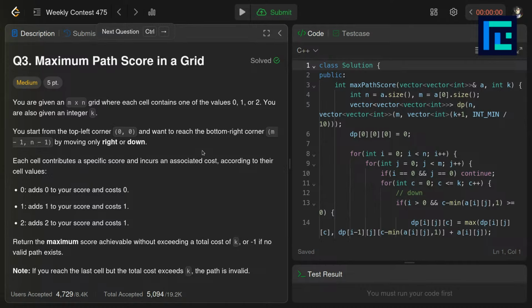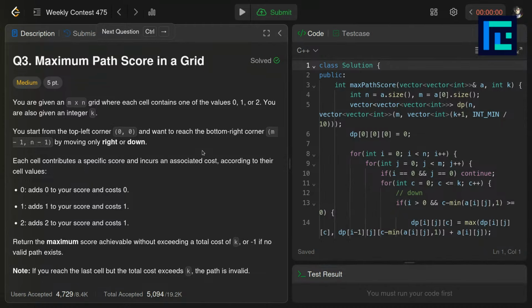Each cell contributes a specific score and thus has a specific cost associated with it. So if your cell has 0, it will add 0 to your score and costs 0. If the cell is 1, it adds 1 to your score and costs 1. If the cell is 2, then it adds 2 to your score and costs 1. Now return the maximum score achievable without exceeding a total cost of k, or return -1 if no valid path exists.